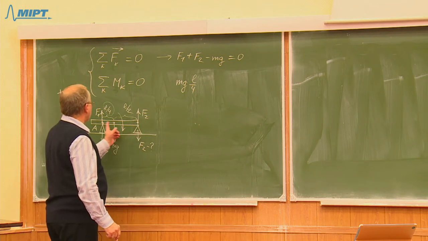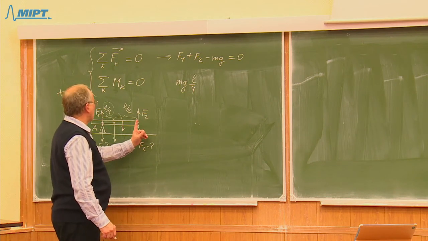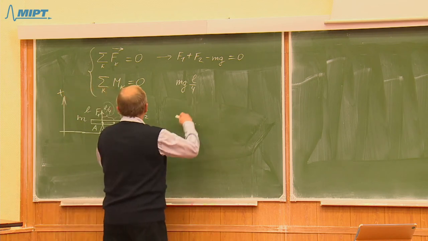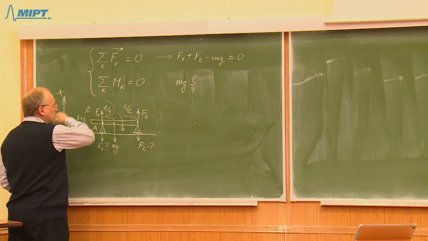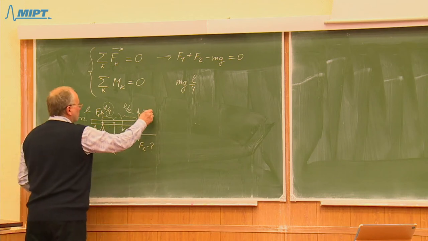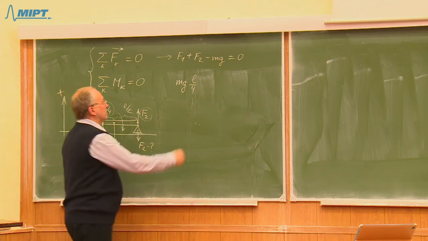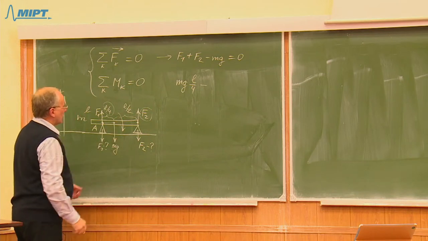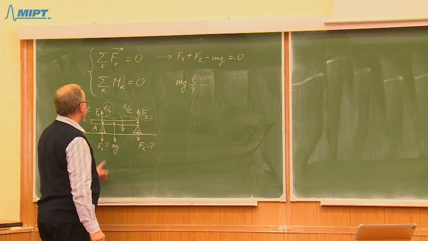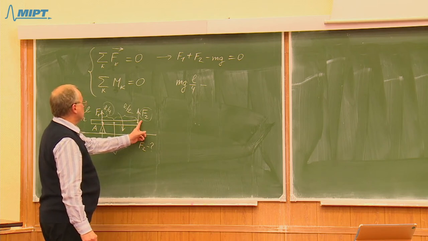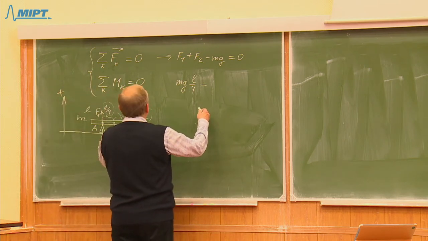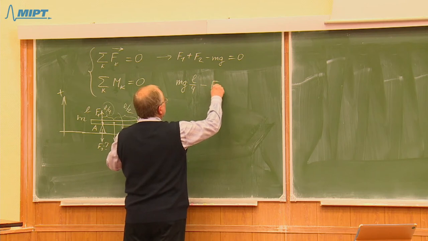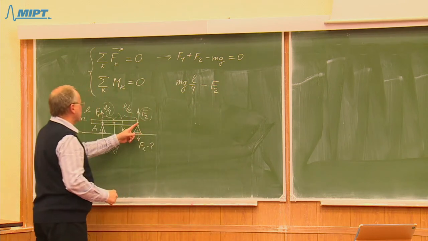And now we go to the torque of force F2. It will rotate the bar counterclockwise, and therefore the torque of this force will be negative. These two forces rotate the bar in different directions. So the signs of these torques will be different. The force F2 will have a torque equal to the force times the arm of the force.